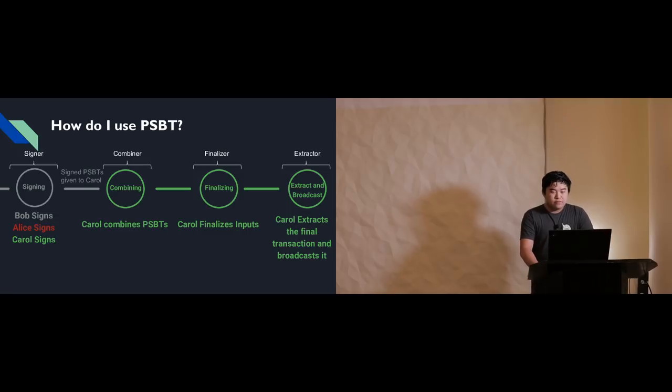Then we have the finalizer, which produces the final script sigs that will eventually go into the final transaction. And we have the extractor, who takes those final script sigs and produces the final transaction, and it kind of looks like it's extracting the transaction out of a PSBT. And the extractor is also the one who will likely broadcast the transaction to the network.